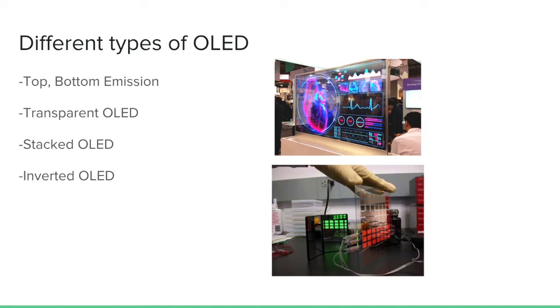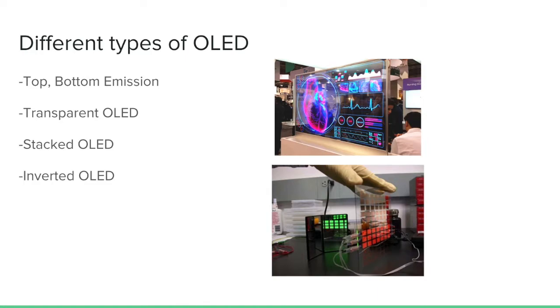The next one is transparent OLED. Transparent OLED devices are made by using a transparent substrate on both the top and bottom sides of an OLED device. This allows the device to have both bottom and top emission properties. This type of OLED is typically used in heads-up displays and augmented reality applications. The top picture on the slide is one of these devices.